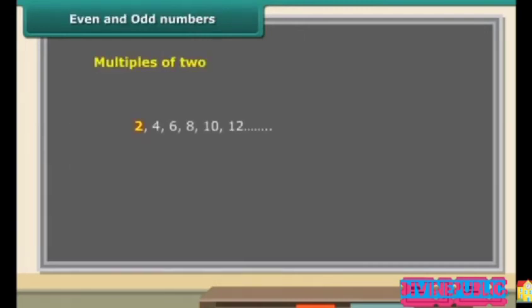Do you observe any pattern in the numbers 2, 4, 6, 8, 10, 12 and so on? You will find that each of them is a multiple of 2. The numbers which are multiples of 2 are known as even numbers. The rest of the numbers 1, 3, 5, 7, 9, 11 and so on are called odd numbers.